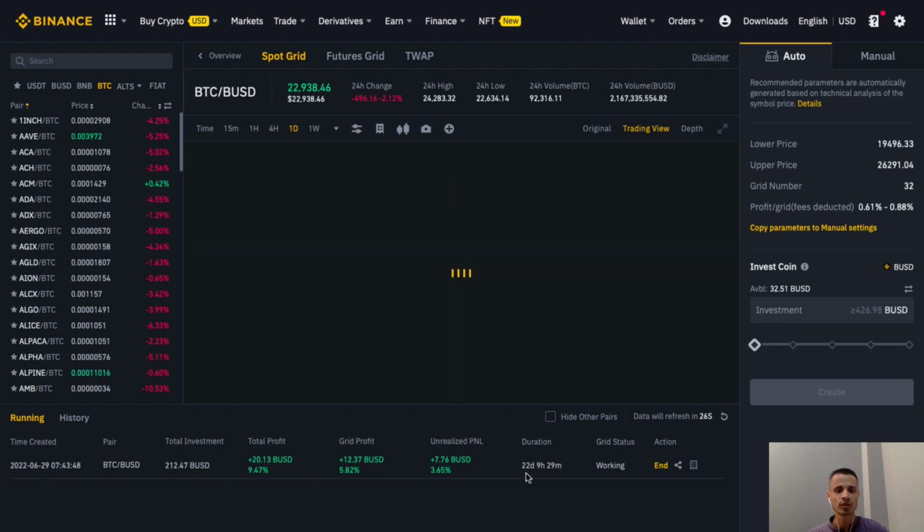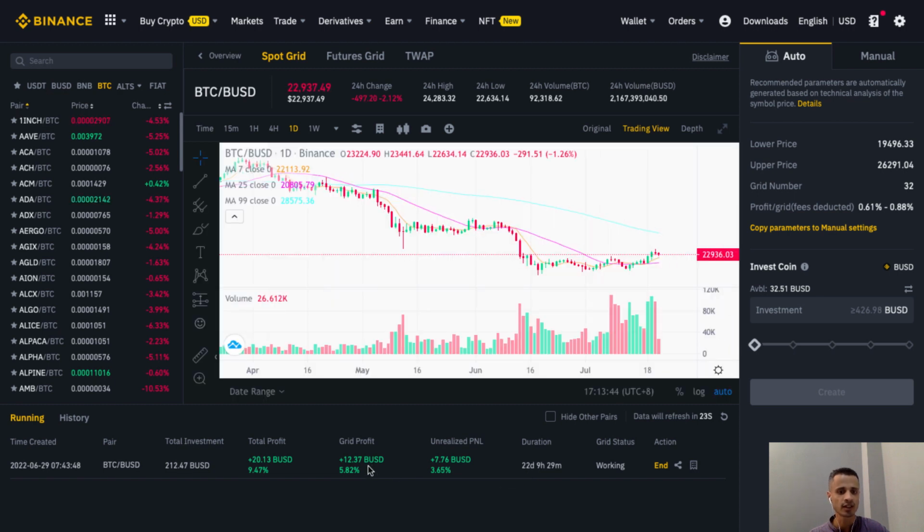It's been running for just over 22 days. We have a gross profit here of about $12.37, which equates to 5.82%. This is the key number that I'll be focusing on for my comparison today. The unrealized profit and loss is simply due to the price of Bitcoin recently increasing relative to the US dollar. We can click on View Details here to learn more about this strategy.